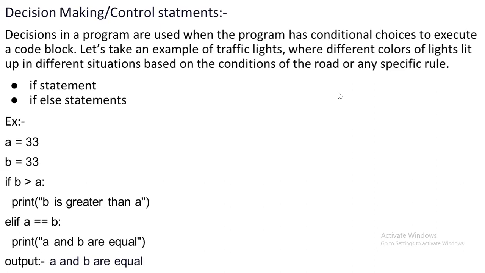Fine. So here A is a variable, its value is 33, B is a variable, 33. Is B greater than A? No, it is not. So the first part is not going to be executed. Also, if the second condition is there, A is equal to B, yes, this is true. So the statement written in the second part is going to be executed. Fine.